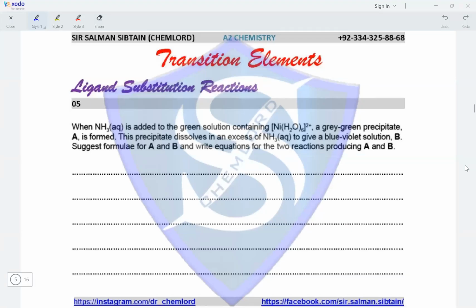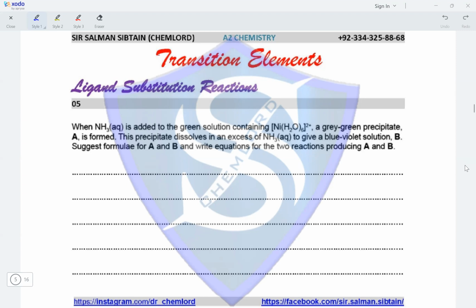Question 5. When ammonia is added to the green solution containing Ni(H2O)6 2 positive, gray-green precipitate A is formed. This precipitate dissolves in an excess of ammonia to give a blue-violet solution B. Suggest formula of A and B and write equations for the two reactions producing A and B.